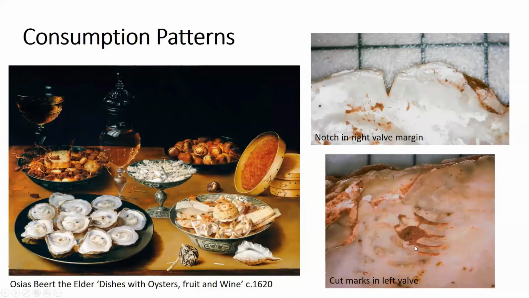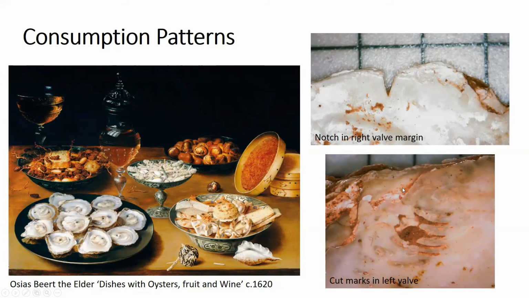And what they're essentially trying to do is sever that adductor muscle, the muscle that's in the center of the shell holding the two valves tightly together. They've tried to sever that in order to bring the two shells apart and access the oyster in the middle. So these shells were clearly arrived at site alive.